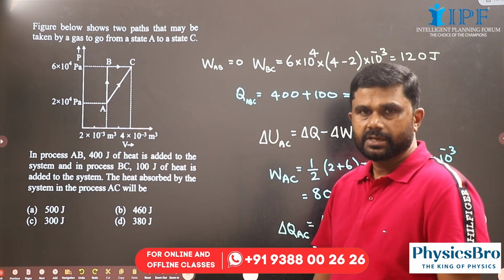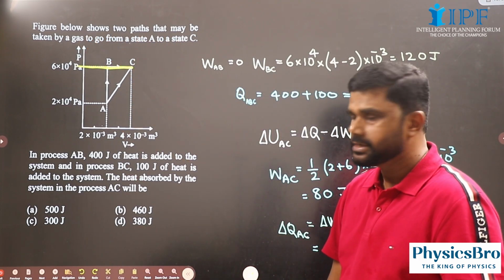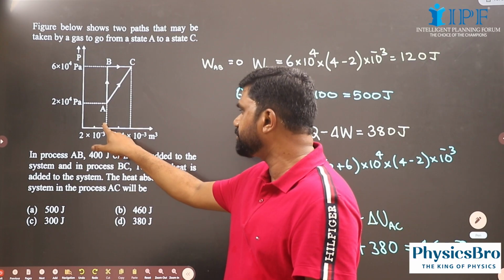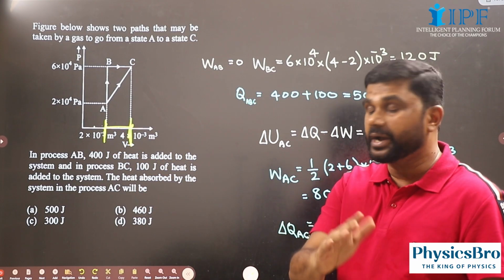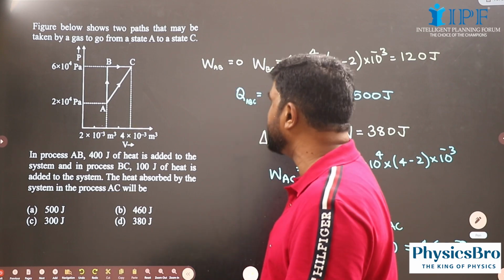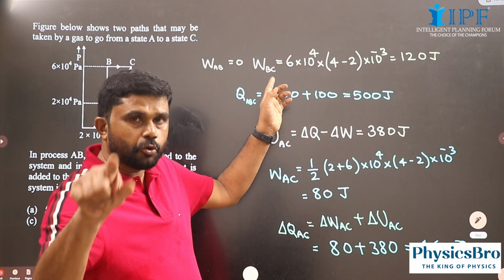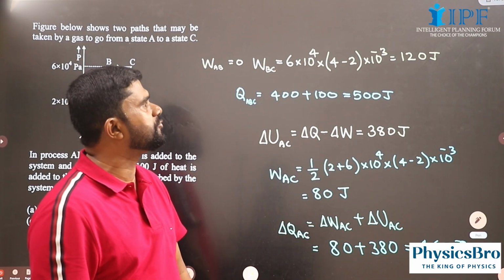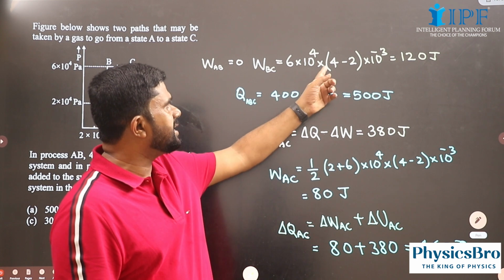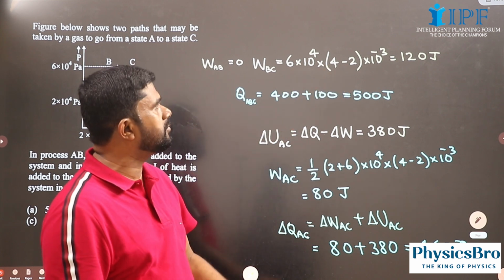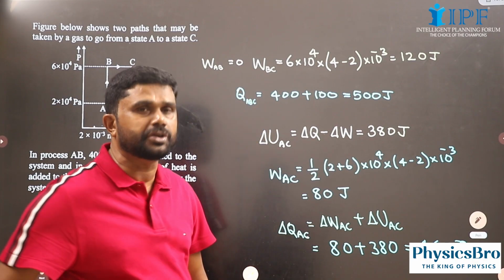Work done during the process AB is 0, but there will be some work done during the process BC. See, the pressure here is 6 into 10 raised to 4 Pascal. And the change in volume is from 2 into 10 raised to minus 3 to 4 into 10 raised to minus 3, or 4 minus 2, that is 2 into 10 raised to minus 3 meter cube. So the work done will be P delta V in an isobaric process. So 6 into 10 raised to 4 into (4 minus 2) into 10 raised to minus 3. Here it is 4 minus 2, 2 into 6, 12. 10 raised to 4 into 10 raised to minus 3 is 10. So we will get 120 joule.